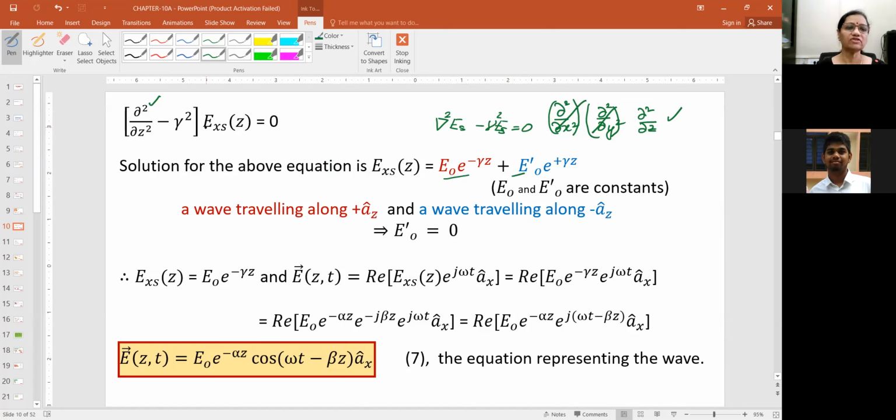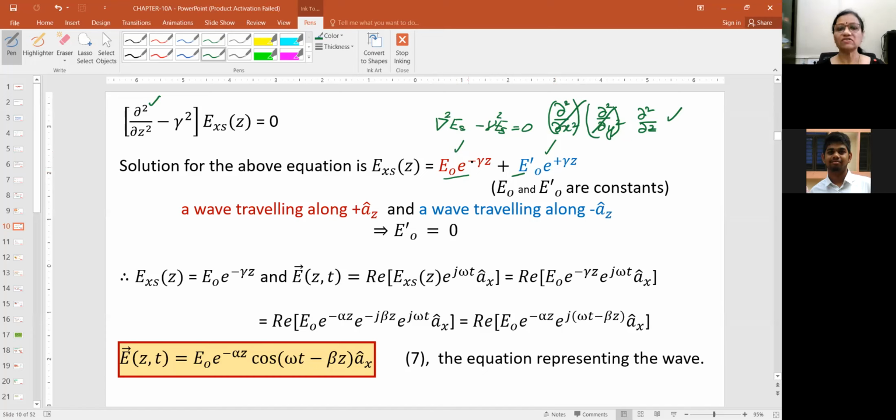Okay, the solution for this equation has to be an exponential equation. And you will get two particular equations, one written in red and the other written in blue. You can see here two particular solutions you will get. Look at the form of the equation: E naught e to the power of minus gamma z, and in the other case it is e to the power of plus gamma z. Here it is E naught, here it is E naught prime.